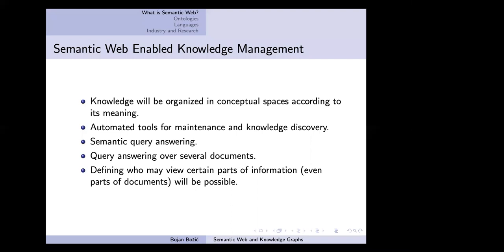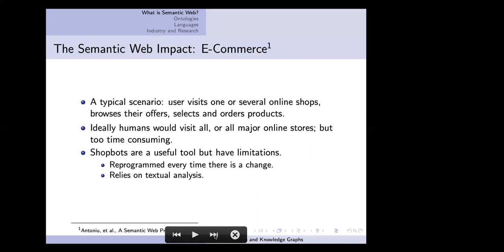And then what we want to see is automated tools for knowledge discovery, and also knowledge maintenance. So automatically discovering new knowledge, because we don't want to state the obvious. We want to infer new stuff, as well as semantic query answering. So quite complex questions that we want to ask the system and get results that exactly tell us what we actually want to know. We also want to define which parts of documents who is supposed to see and who not. So we want some kind of privilege system there as well.